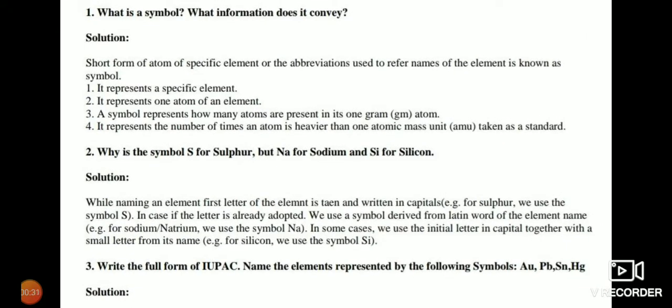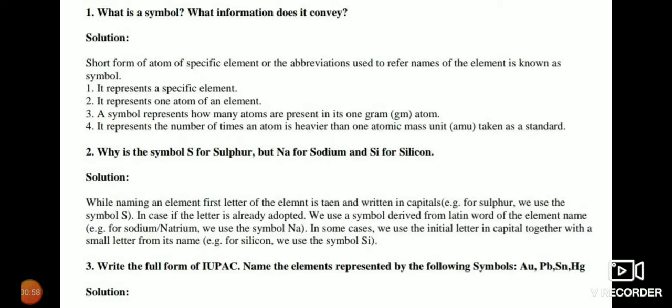Now, a symbol is the short form of an atom or specific element, or the abbreviation used to refer to the names of the elements. If you remember, we had done some rules. Symbols are usually taken from the first letter, written in capital, from the name of the element, or derived from its Latin name. So, what information does a symbol convey? It represents a specific element.